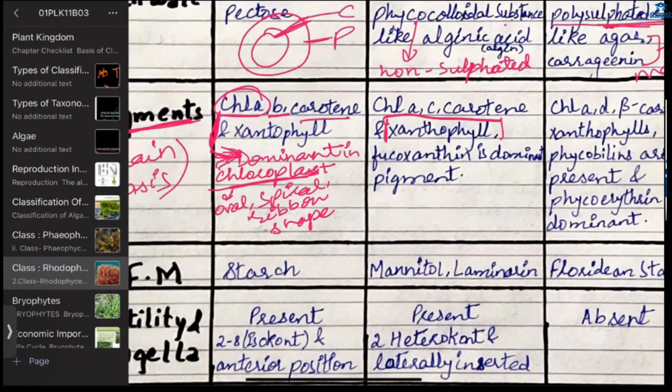Here xanthophyll, carotenoids, A and C. Here B is there and here C is found. So there is a very slight difference in what pigments are there in brown, red and green algae. Xanthophyll is slightly brown in color, and that is why they are known as brown algae. The color of xanthophyll is brown, and due to the presence of xanthophyll in large amount in brown algae, they are brown in color.